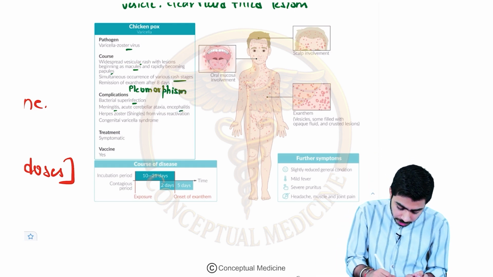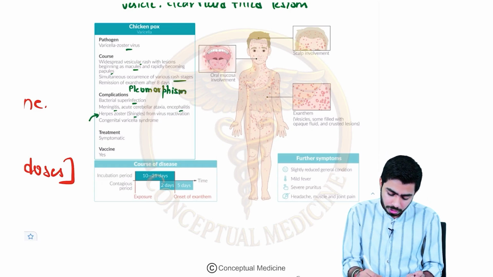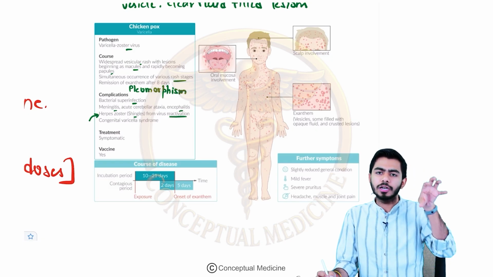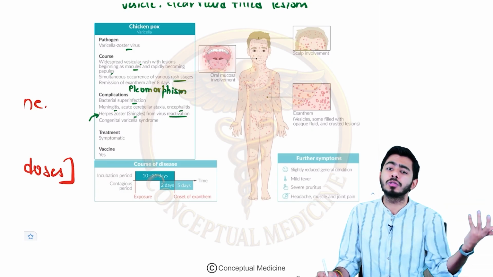But what is very common is the herpes zoster, that is called shingles, which might appear due to reactivation, because I told you that this virus may stay latent in the sensory ganglia, and whenever it gets the opportunity, what will be the opportunity over here?